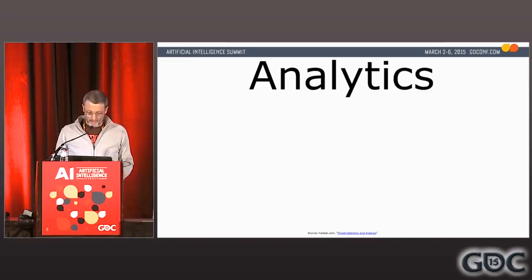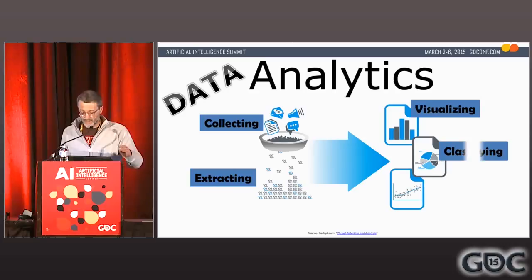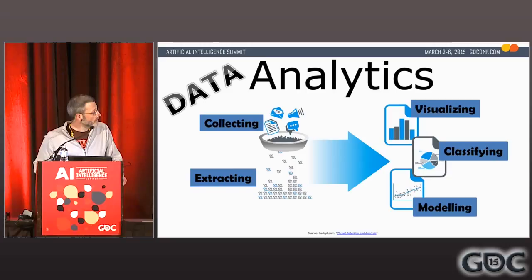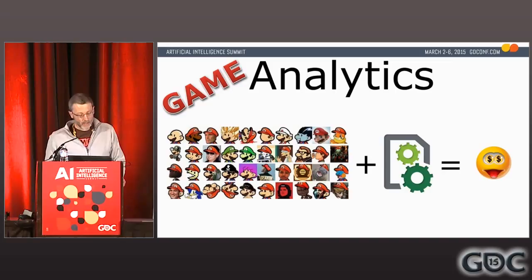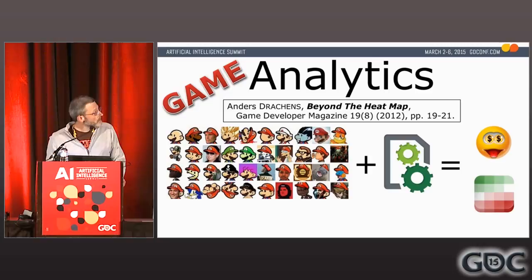First, let me say a few words about analytics, because I'll be speaking of GOP analytics, and I want to explain first what I mean by analytics. Data analytics is the process of collecting and extracting meaningful pieces of information as input for various kinds of decisions. It's a business, really, and money comes from the processing of user inputs. Well, yes, of course, in the case of game analytics, users are players, as you can see on the left, and money is part of the game, yes, but not only. Various kinds of graphics, such as heat maps, and I refer you to that paper, Beyond the Heat Map, which got published in the now-closed Game Developer magazine not too long ago.